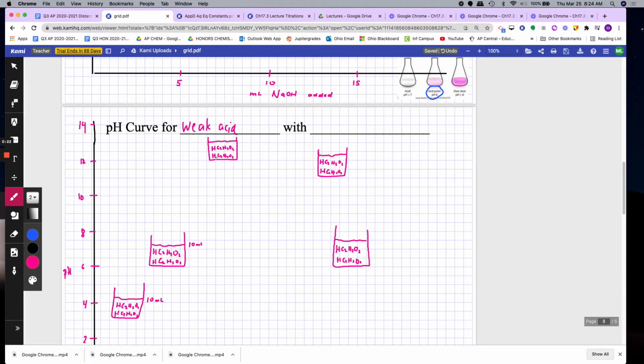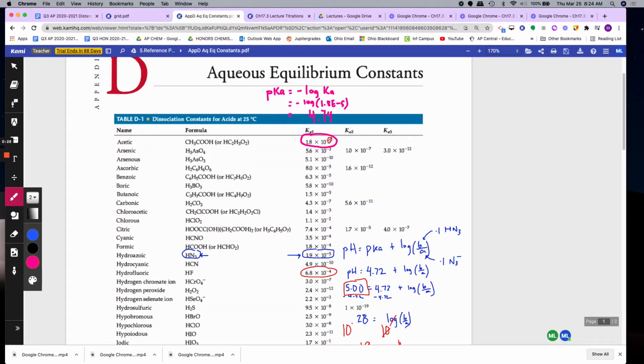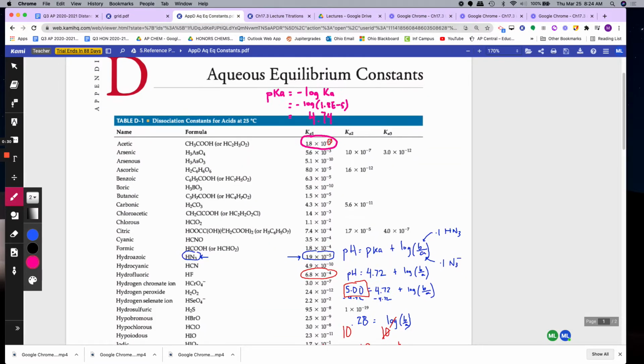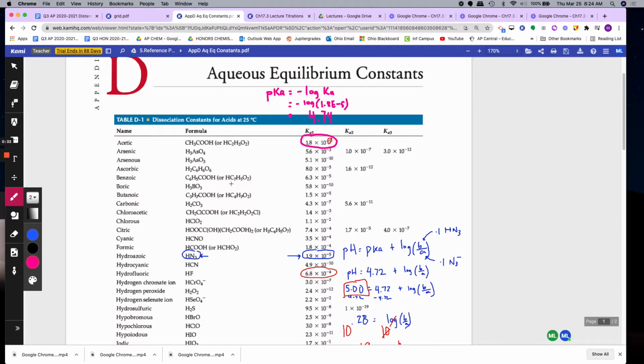So the weak acid that we will be choosing is acetic acid. This is vinegar. You can use a whole bunch of weak acids. You have your Appendix D. You can pick any one of these. We are going to pick acetic. It is HC2H3O2, and it has a Ka of 1.8 E negative 5.